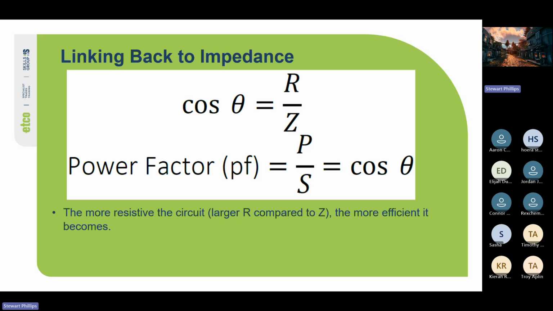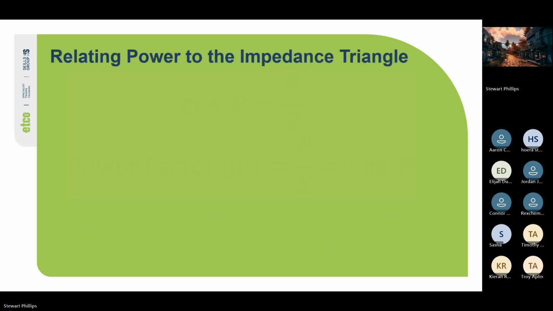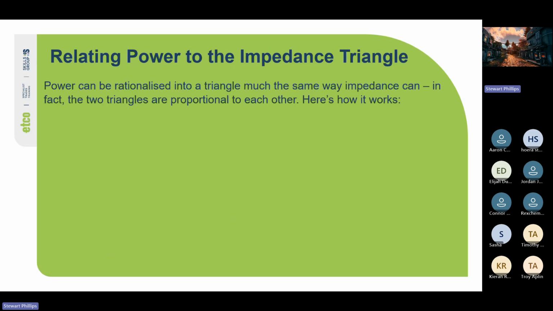So the more resistive the circuit, larger R compared to Z, the more efficient it becomes. The more reactive the circuit, larger X, means poorer power factor. So the more impedance versus resistance, the worse the power factor. Cool. So power can be rationalized into a triangle much the same way impedance can. In fact, the two triangles are proportional to each other.